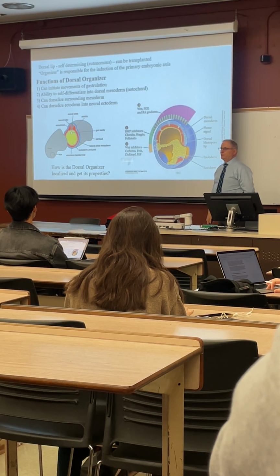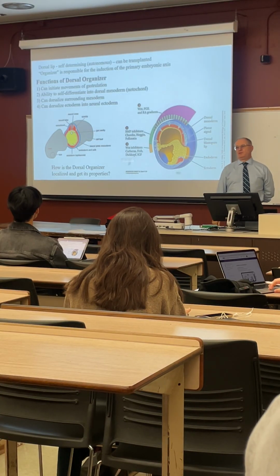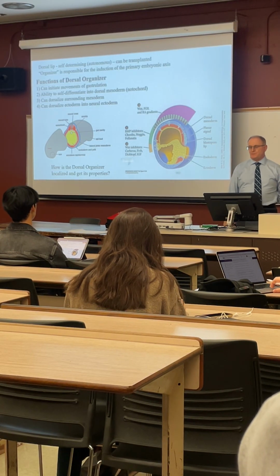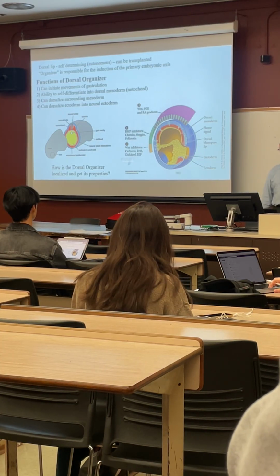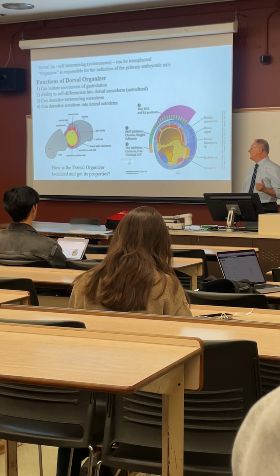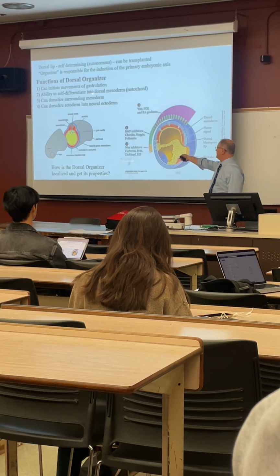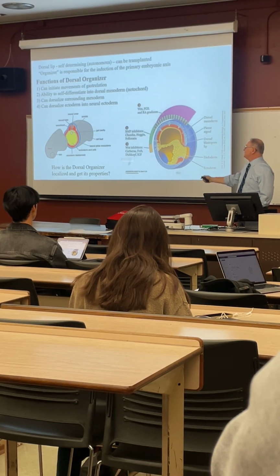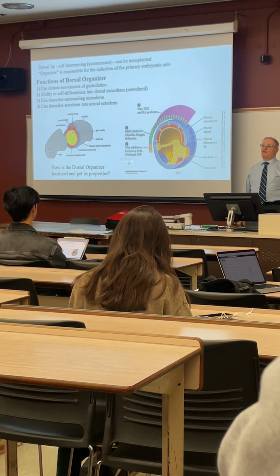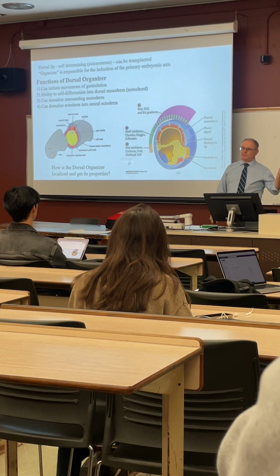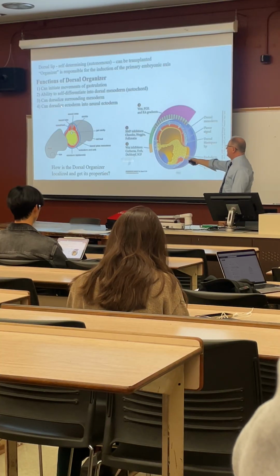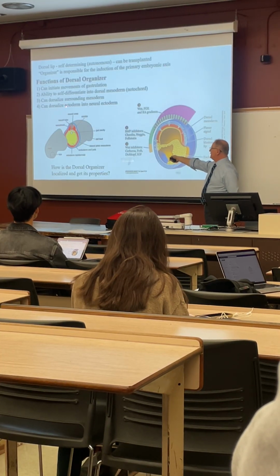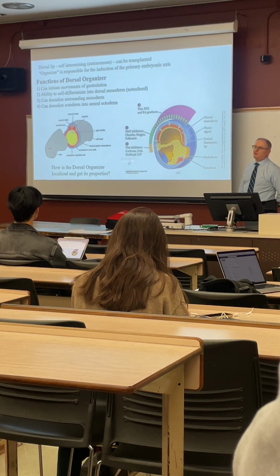So the dorsal organizer is going to form dorsal mesoderm. It's autonomous. If you transplant it to another embryo, it'll form another dorsal axis. So it self-differentiates into dorsal mesoderm. It initiates the movements of gastrulation. If you put it in another embryo, you're going to get another dorsal lip, and you're going to form another axis. It can dorsalize surrounding mesoderm, and it can dorsalize ectoderm into neural ectoderm.